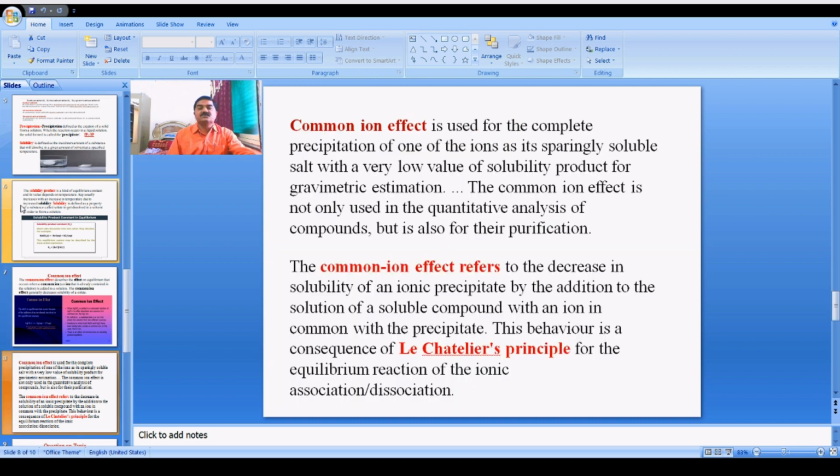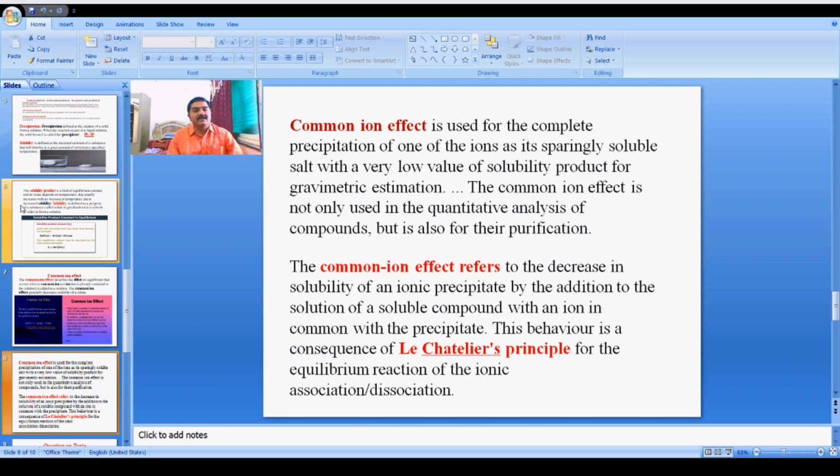Common ion effect is used for complete precipitation of one of the ions of a sparingly soluble salt with a very low value of solubility product. For gravimetric estimation, the common ion effect is not only used in quantitative analysis of the compound but also for their purification. Common ion effect refers to the decrease in the solubility of an ionic precipitate by the addition of a solution of a soluble compound with an ion in common with the precipitate.